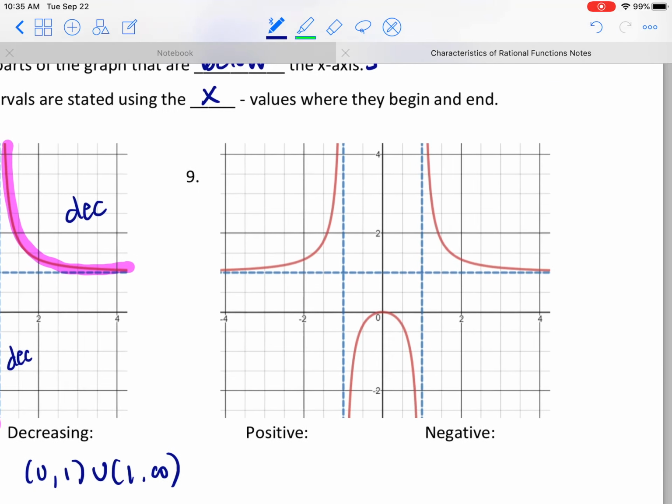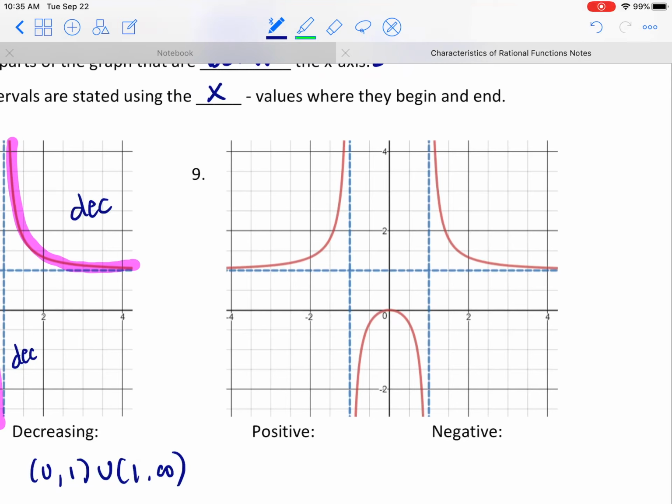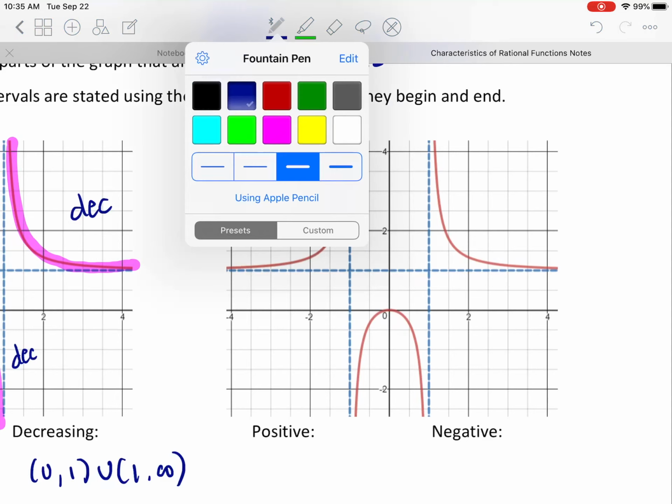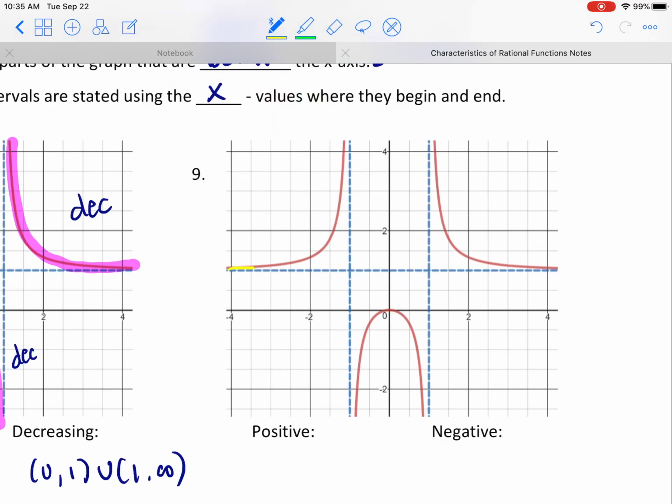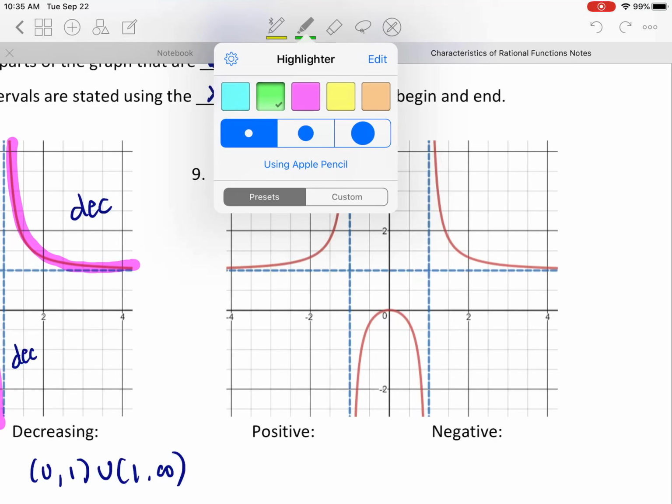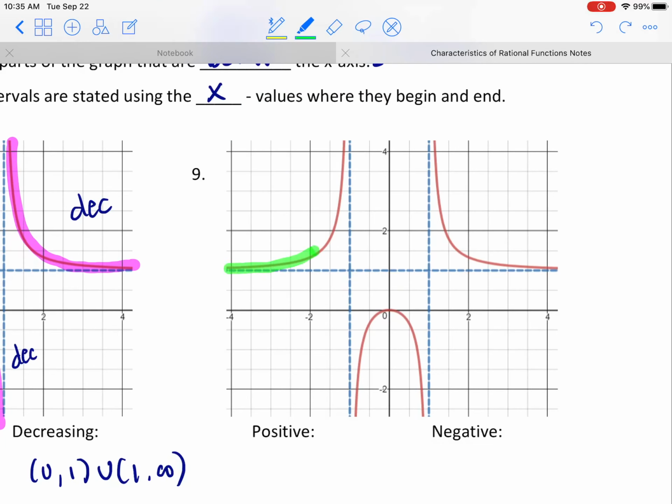And now let's look at positive versus negative. Remember, this is just about location. What pieces of the graph are above the x-axis and what pieces are below. So we clearly have a branch here that is above. We have another branch here that is above. Both of these, because they're not going to go below that asymptote, are going to be positive intervals because they are above the x-axis. So this is positive, this is positive.